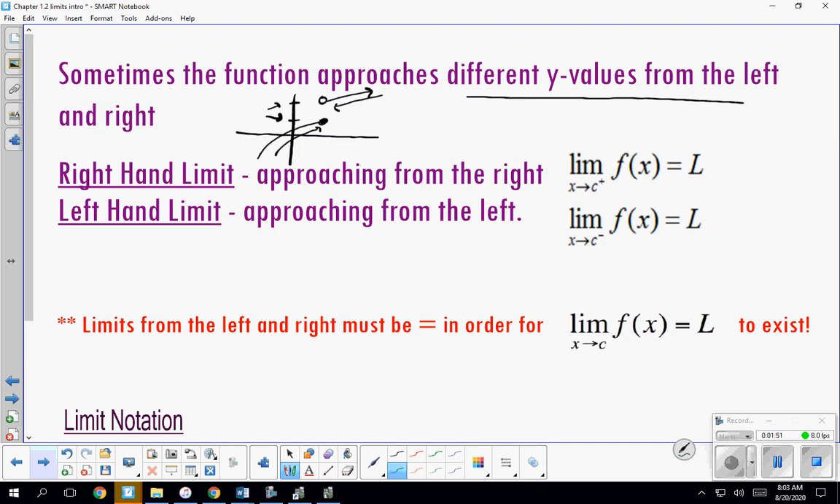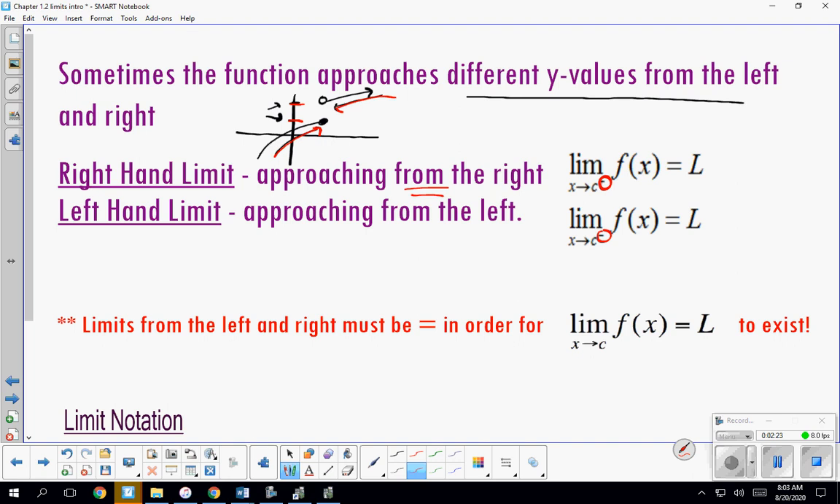What we can do, however, is look at just a right-hand limit or just a left-hand limit. So the notation for that is if we see we have a little plus sign here or a little minus. So plus means from the right. So as we're coming in from the right, what y value are we getting really close to? Our left-hand limit is what happens as we come in from the left. What y value are we getting really, really close to?